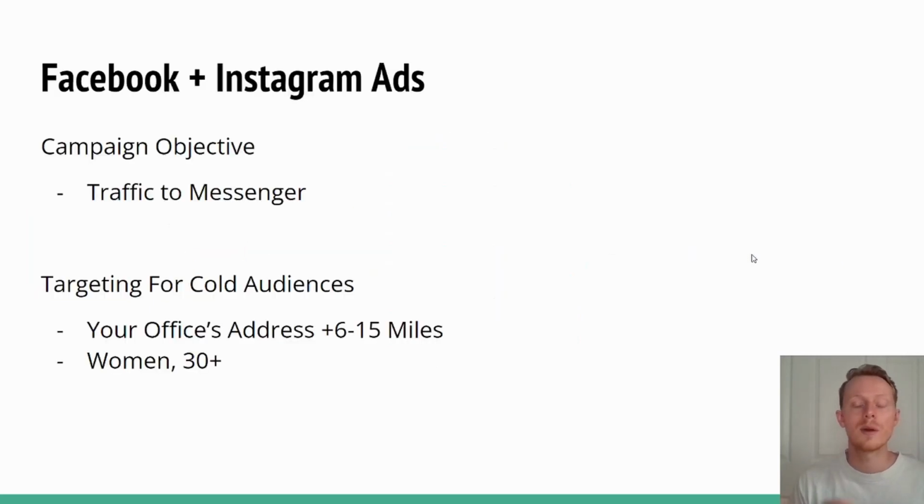Some of the details with the Facebook and Instagram ads. In terms of the campaign objective, we're doing traffic to Messenger. So I'll show you kind of what that looks like here on the back end in a minute. And then for targeting for cold audiences, you want to pick your office's location, and then anywhere from 6 miles to 15, depending on the density of the area that you live in terms of population. In terms of the demographic, you want to pick women from the ages of 30 up.